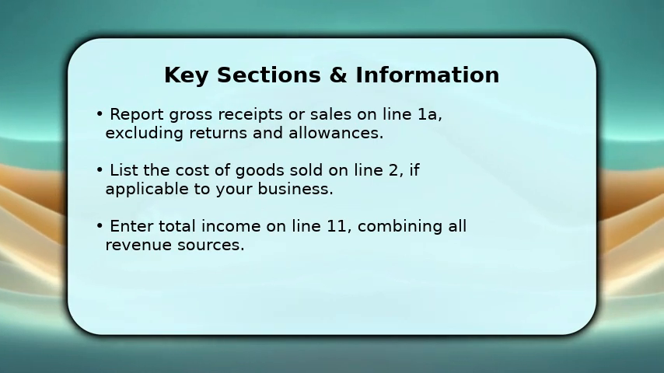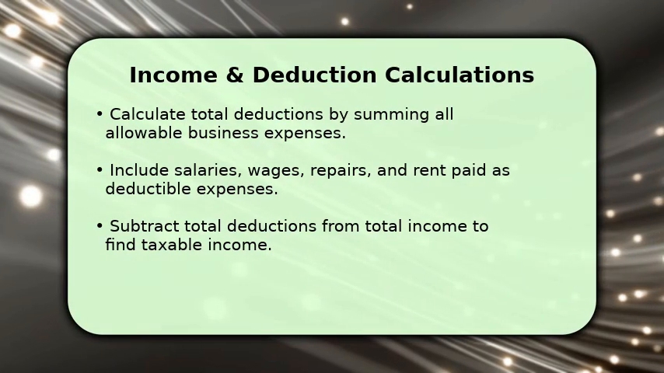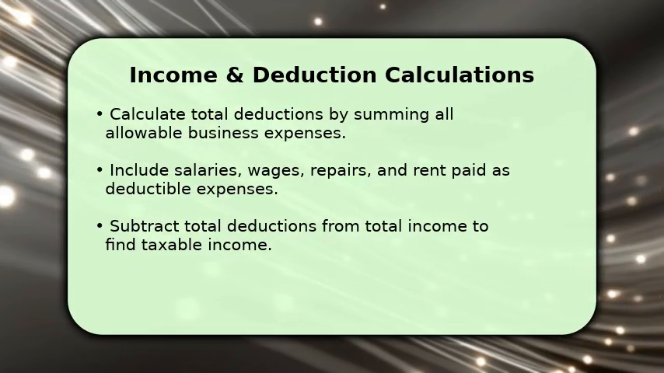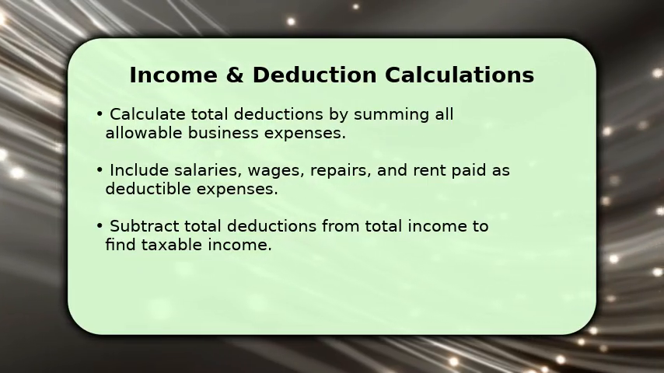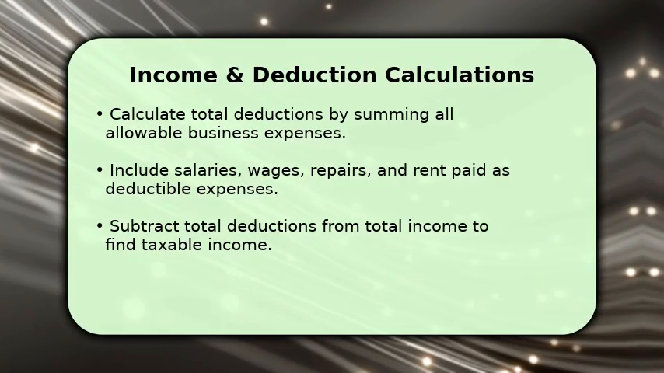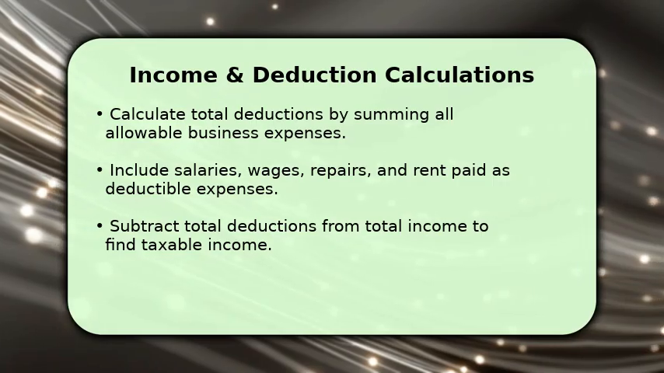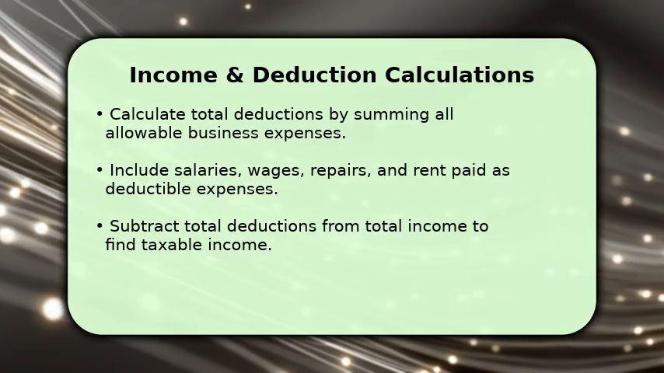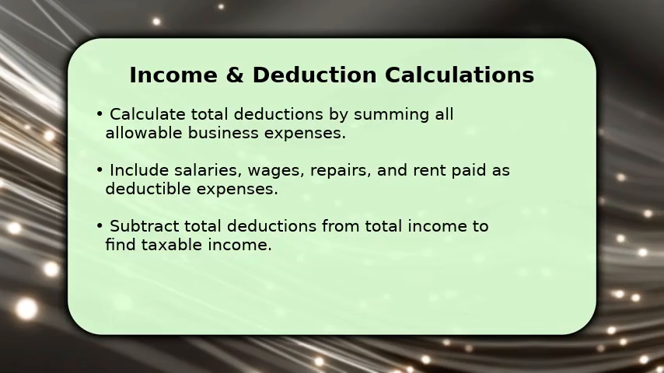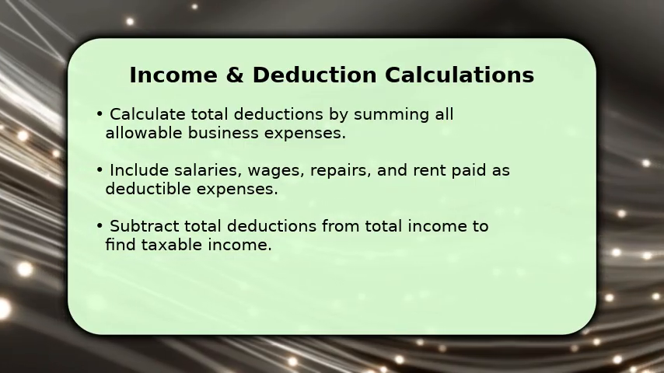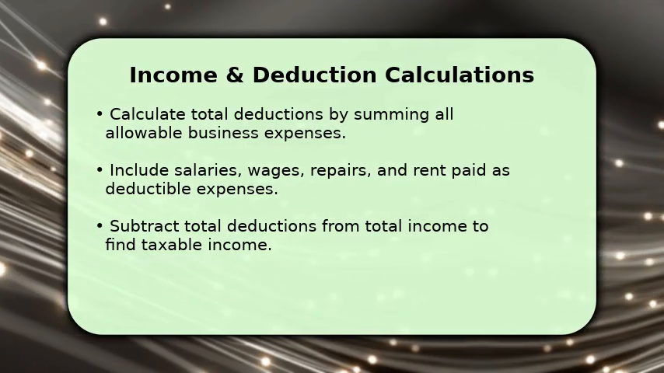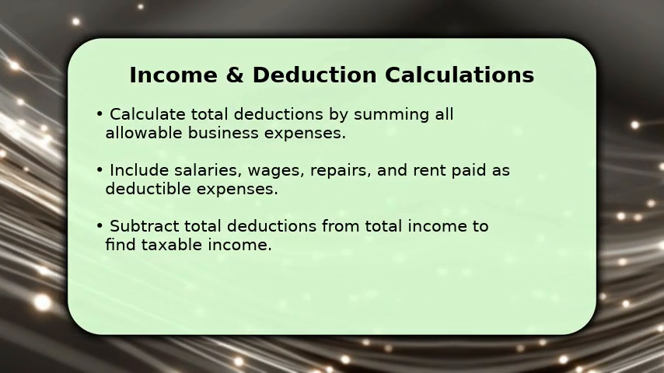Now, let's tackle income and deduction calculations. You'll need to meticulously sum all your allowable business expenses to arrive at your total deductions. This includes common items like salaries and wages, repairs, and rent paid. Once you have your total deductions, subtract this amount from your total income to determine your corporation's taxable income.